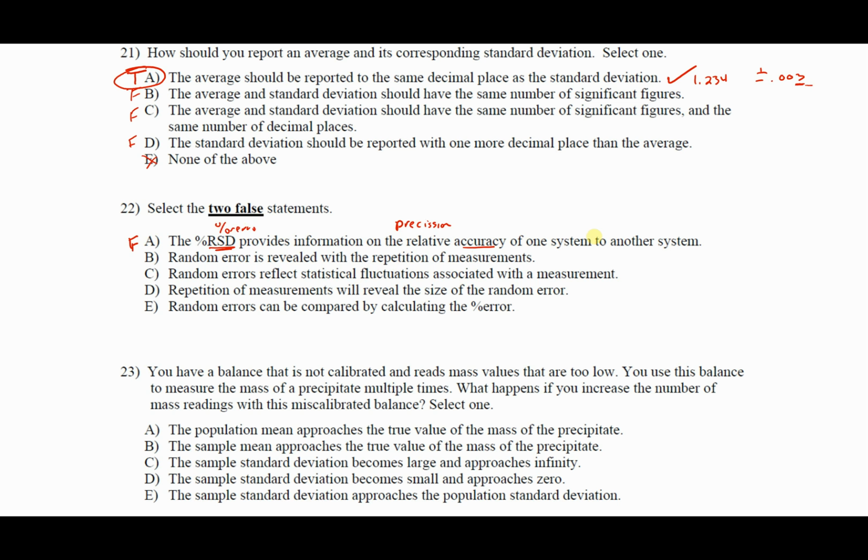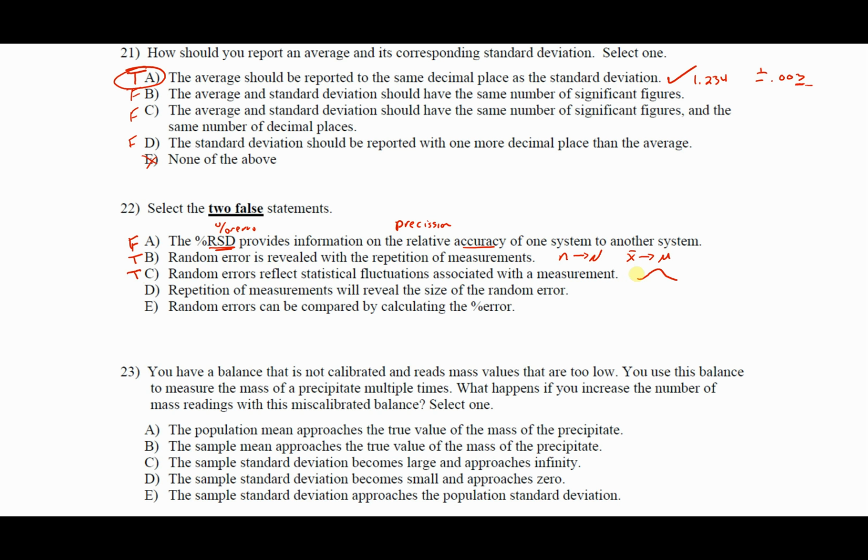Random error is revealed with repetition of the measurements. Yes, the more measurements you take, the more you know about your system. So this is true. Random errors reflect statistical fluctuations associated with the measurement. Correct. Those statistical fluctuations are in the form of the Gaussian and then go both ways. Great. Repetition of measurements will reveal the size of the random error.